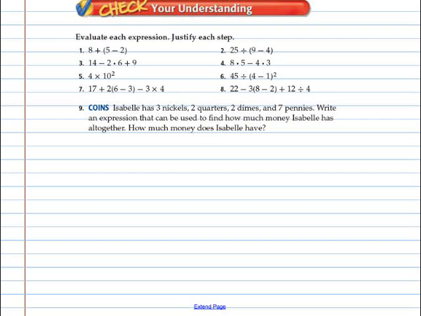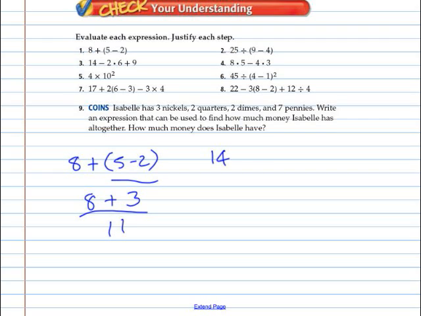We'll do the odd numbers here instead of doing them all. There's kind of a lot of problems here, so let's start with number 1. 8 plus 5 minus 2 inside parentheses. The rules say do the parentheses first. 8 plus 3 is 11.